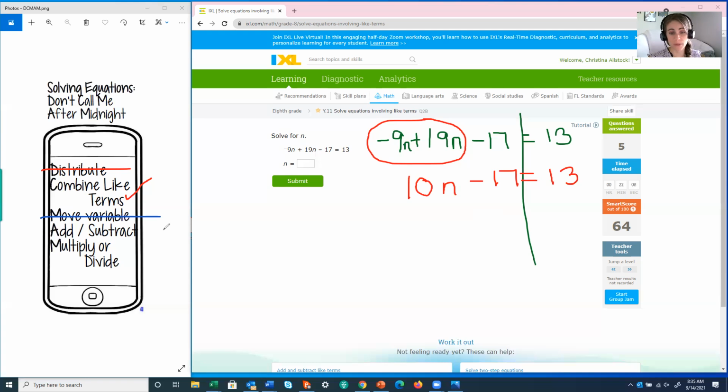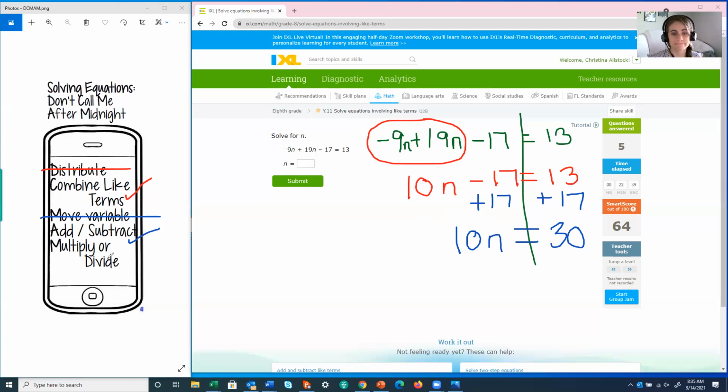What's the inverse of a minus 17? Adding 17. We will add 17 to both sides. Nothing changed with the 10n, so just bring it on down. Negative 17 plus 17 is 0. That cancels out. 13 plus 17 is 30. And we are on to our final step.